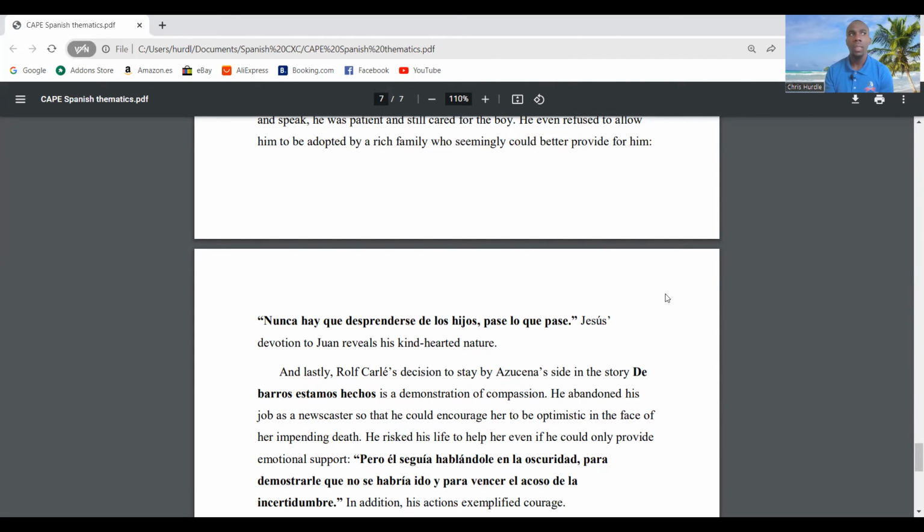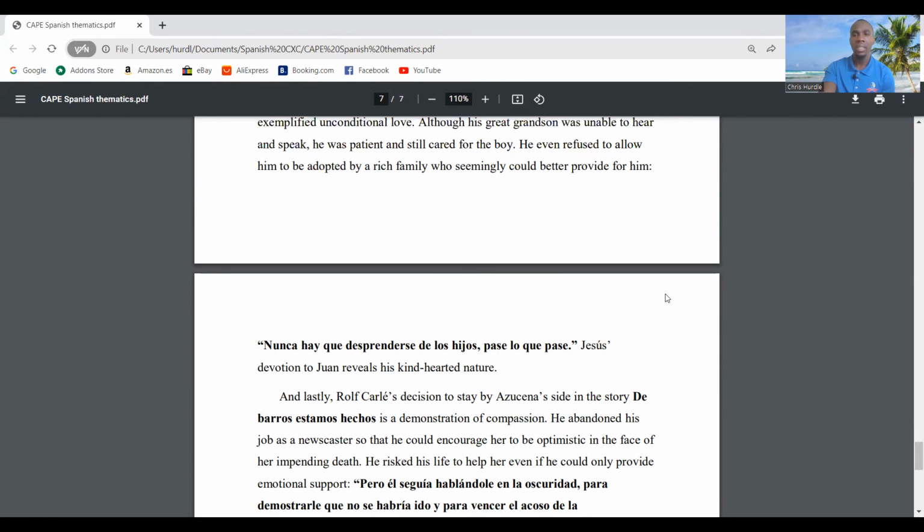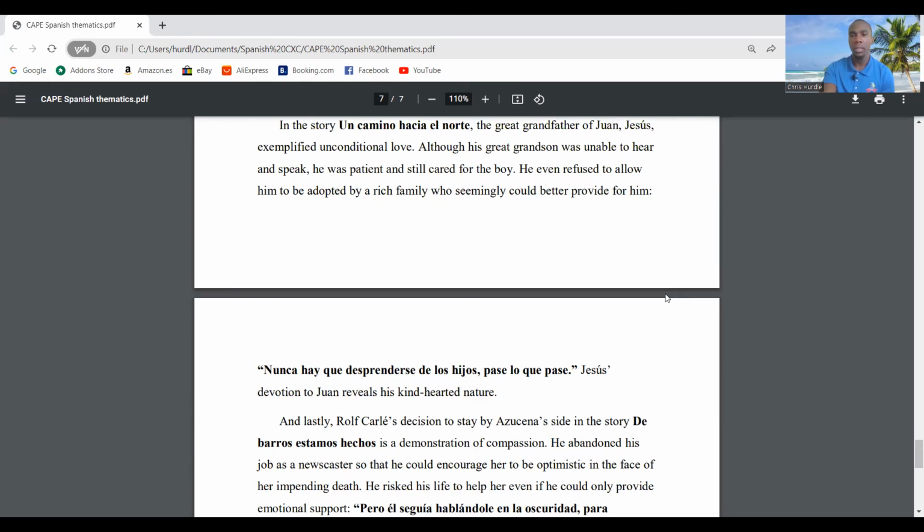So, of course, that quote would illustrate the unconditional love, because he basically said, no matter what happens, you never get rid of children, right? So he did not see his disabilities as a burden. And of course, I said seemingly could better provide for him, because it turns out that the organization was a fraudulent one and a criminal one, right? So yeah, that's why I would have chosen to use the word seemingly.